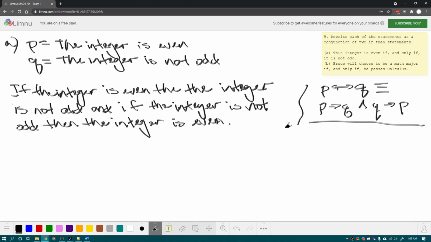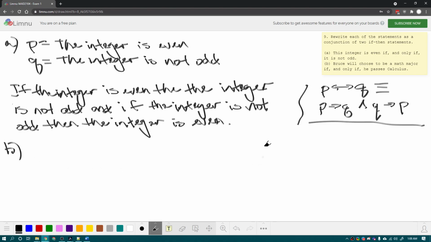And before you move on to the next question or the next part, just take a glance at whatever you've written down and make sure it makes sense to you, right? So we know that integers have parity, even and odd. They're either even or they're odd, right? So if the integer is even, 2, 4, 6, 8, then the integer is not odd. Well, that makes sense. It's not 3, it's not 5, it's not 7, and so on. And if the integer is not odd, well, what does that mean? Well, that means then the integer is even. So that sounds like that works for me.